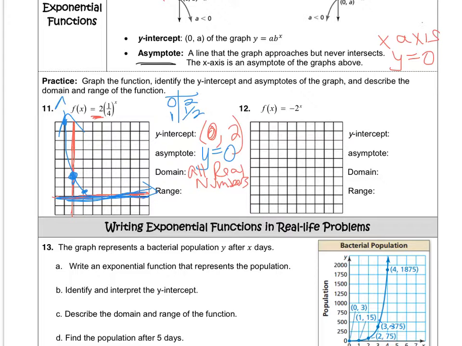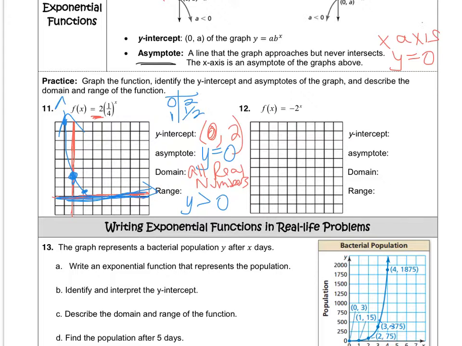And when I look at my range, read bottom to top. Well, I definitely have a bottom boundary. By definition, my asymptote is my boundary. So I know that this thing will never ever touch my asymptote. So it's never going to touch 0, but it's everything greater than 0. So my range is y is greater than 0. It's not equal to because it's never going to touch it.